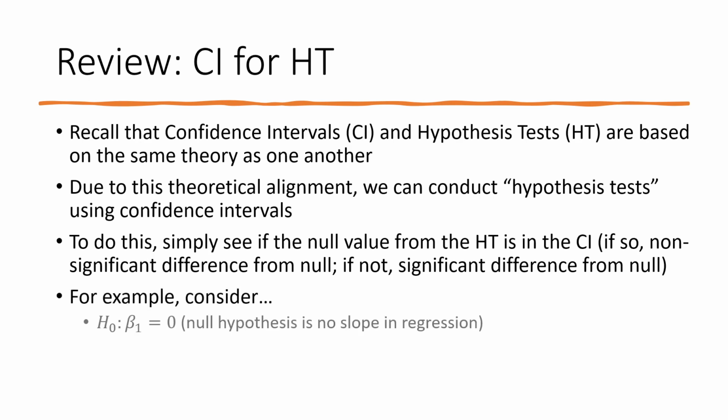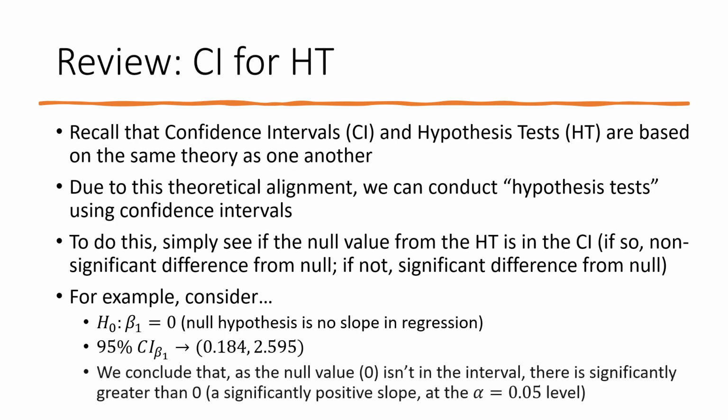So for example, we can consider a very common one done in regression. We assume that the slope is equal to 0. That is, there's no linear relationship between the independent variable and the dependent variable. We can calculate a confidence interval for that slope, and in this case, we found it to be 0.184 to 2.595. And in comparing the null hypothesis value, beta 1 equals 0, to the confidence interval, we find that that value is not in the confidence interval. And as such, there is a statistically significant slope. The slope is statistically significantly greater than 0 at the alpha equals 0.05 level.